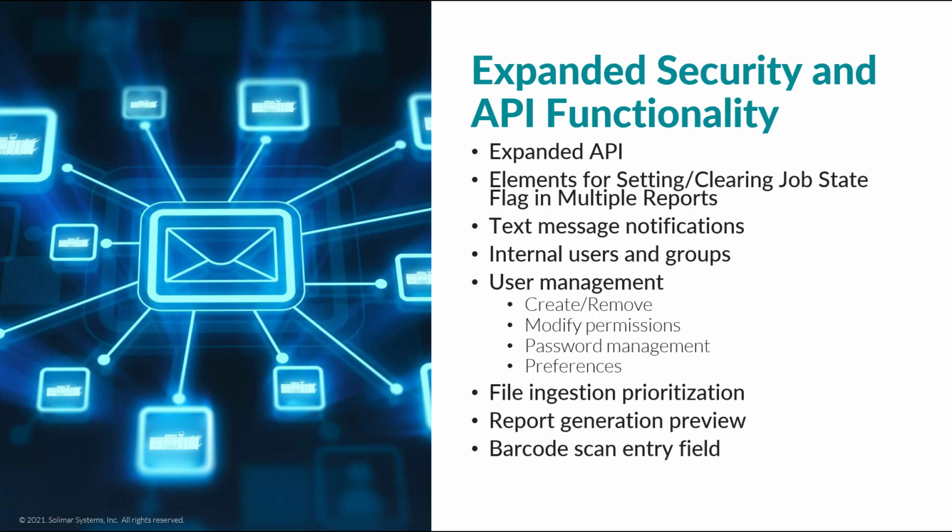User notifications have been expanded to now include text messages, and the ingestion of files can be prioritized based on rules for the input folders. When building a report, you can now test the result before publishing it to the web console, and the web client has an added field to enter scanned barcode values to quickly locate jobs or records using a handheld scanner. This is commonly used to scan the barcode on job tickets or damaged pieces for reprints.